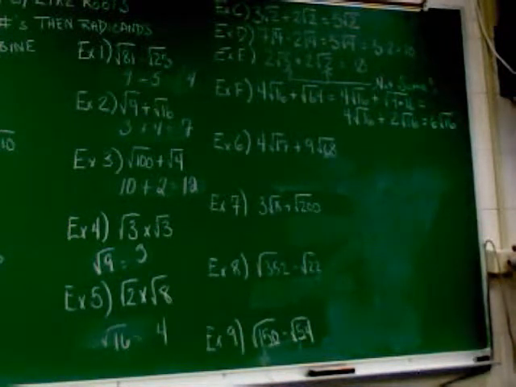E, 2 root 3 plus 2 root 2. Well, root 3 and root 2 are different roots. I can't do that, so that one's no solution. Now, if I was asking you for a decimal answer, you'd come up with a decimal answer. We're not looking for that. We're looking for an answer with a root. So for us today, no solution.